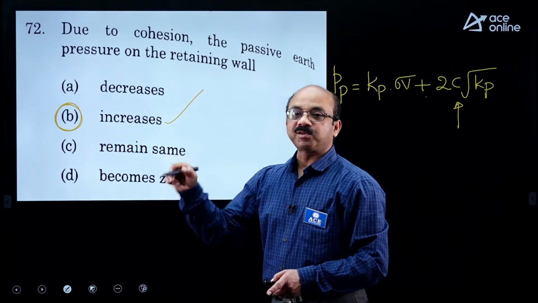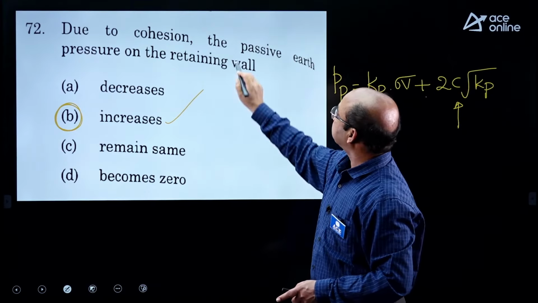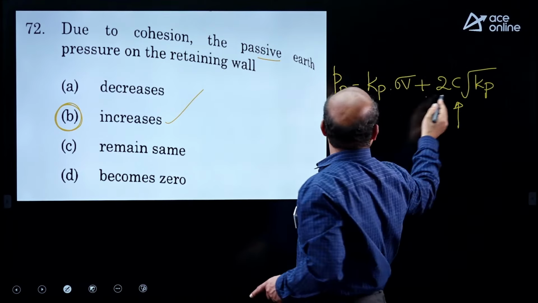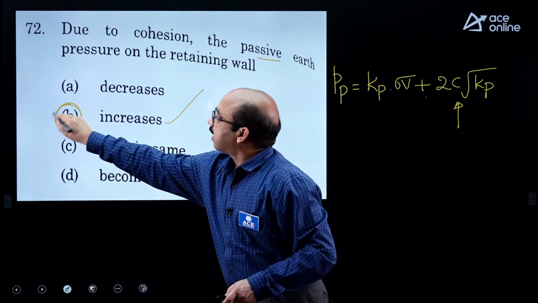Suppose the question is active pressure. In the case of active, you have a minus sign, that you have to say decreases. In this case, it is passive. So because of passive, you have a plus sign, therefore increases. Option B is the answer there.